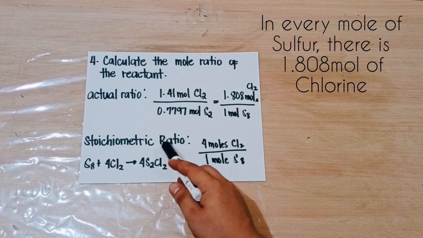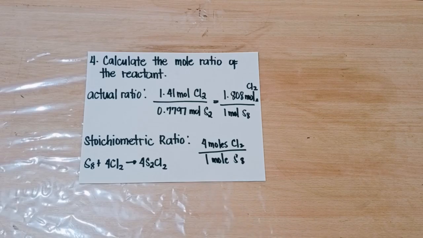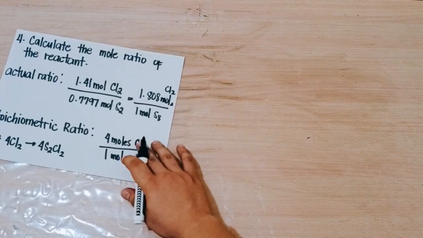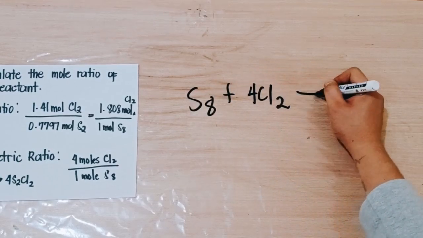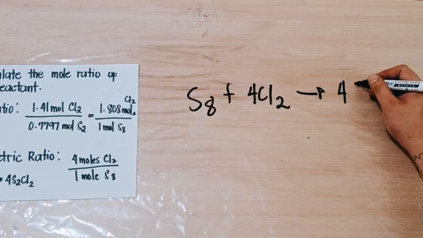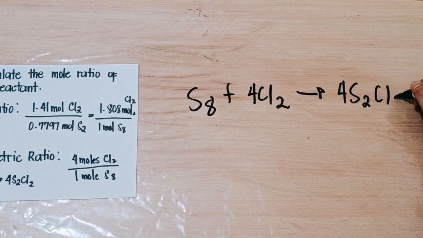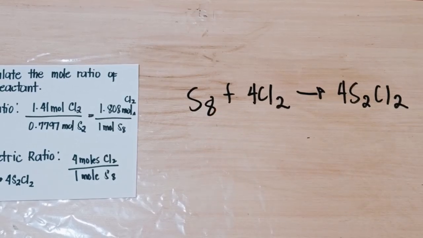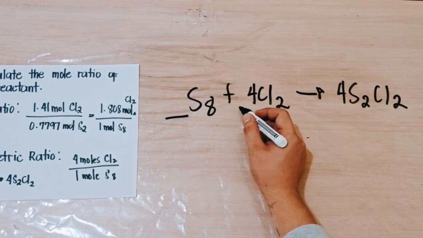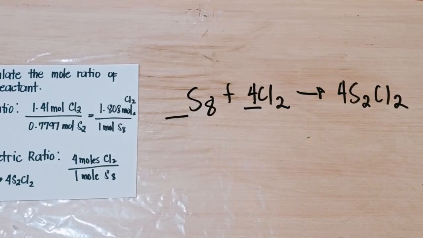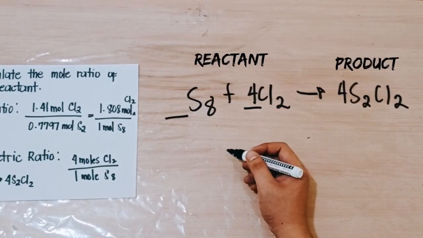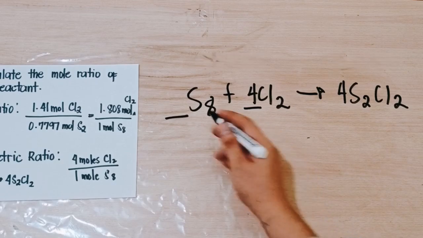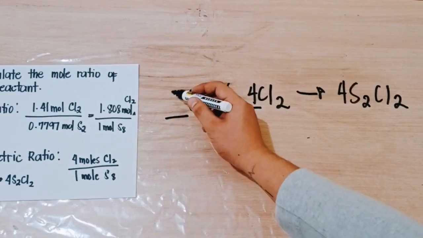Sa stoichiometric ratio naman, ang gagawin mo lang, kakopy mo lang to plus equals to dichloride. Kakopy mo lang yung chemical reactions na yan, tapos ikakopy mo yung coefficient. So ano ba yung coefficient na meron dito sa dalawa, sa reactant? Sa reactant ka, titingin ha, sa reactant. So sa reactant dito, ang mole na or coefficient na nakalagay dyan sa sulfur, wala. Pero kahit wala yan, ibig sabihin meron dyang isa.